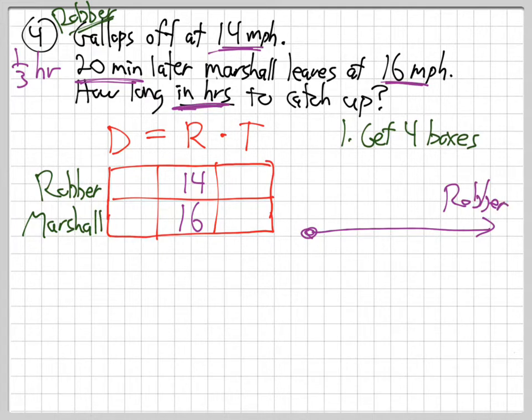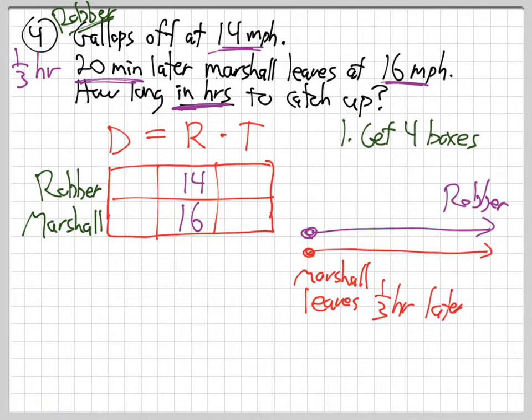And then down here's the marshal. And he leaves 1/3 of an hour later. But then he's faster, so eventually he catches up. Right? So when he eventually catches up, he will have traveled more time or less time than the robber? Less time because he left later. Yeah. By how much less? 1/3 of an hour.